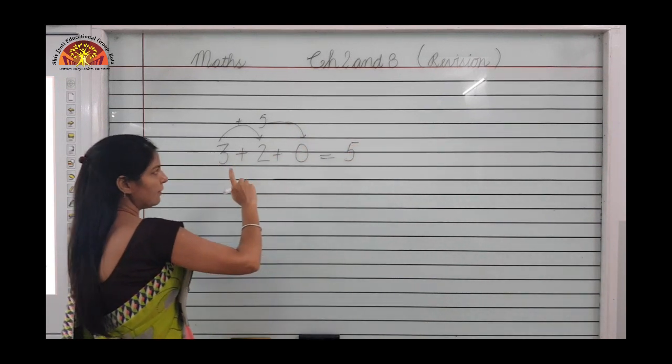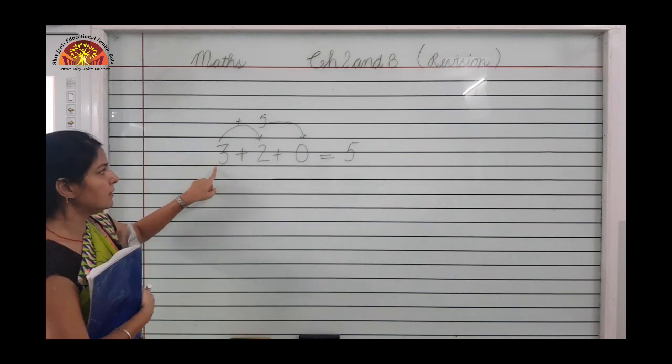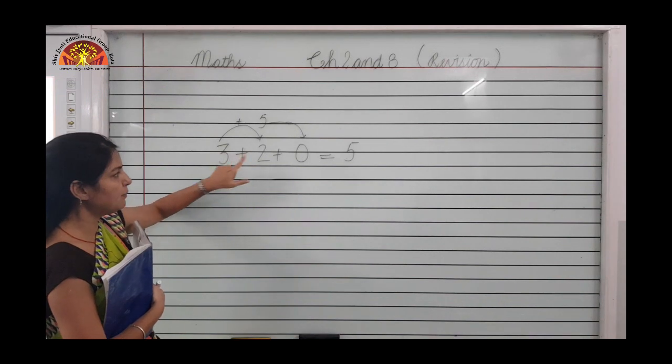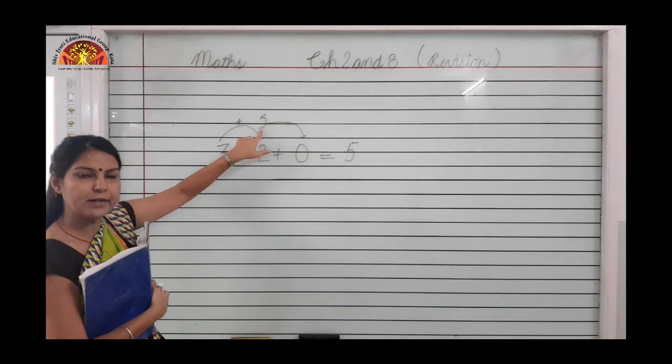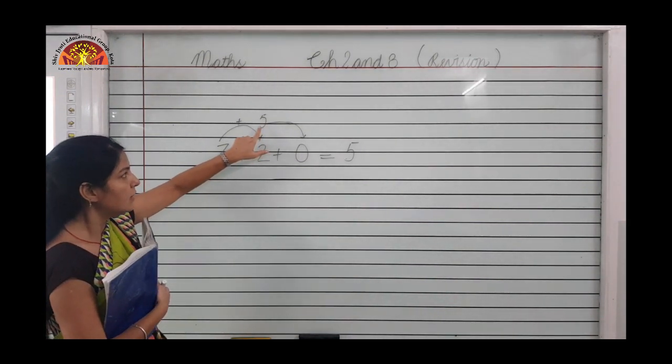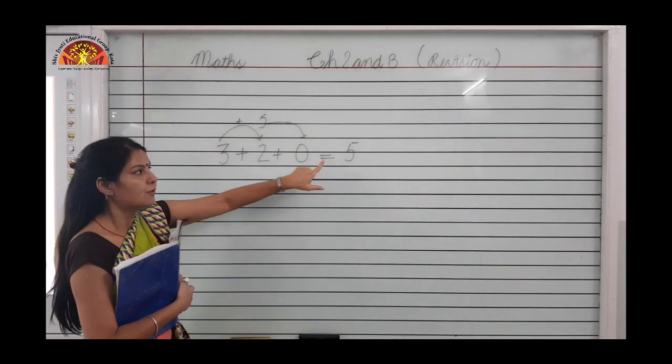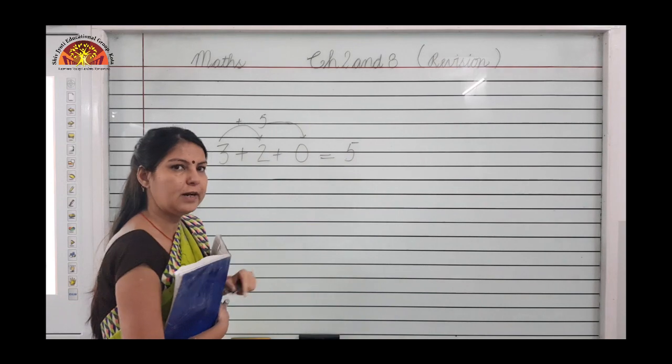5 plus 0 will be 5. First of all what have we done? We have added these two digits. First of all these two numbers, 3 plus 2, we got 5 after adding them. Then to 5 we will add the other number, it is 0. 5 plus 0 will be 5.